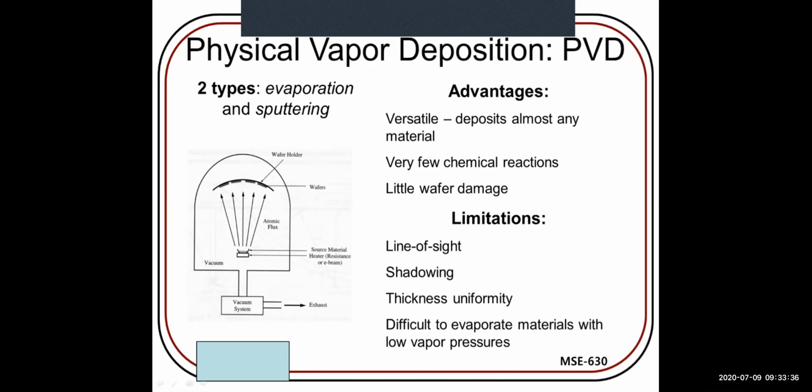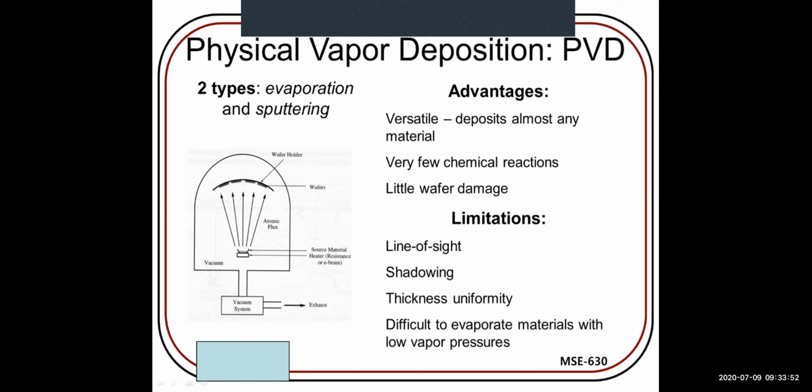PVD is versatile, it deposits almost any material. Very few chemical reactions are involved in PVD. Little wafer damage in PVD. Limitations are line of sight. This is one of the limitations. Shadowing occurs in PVD.